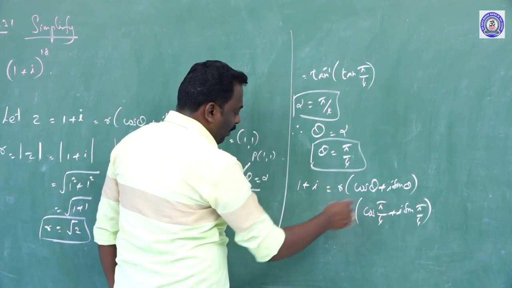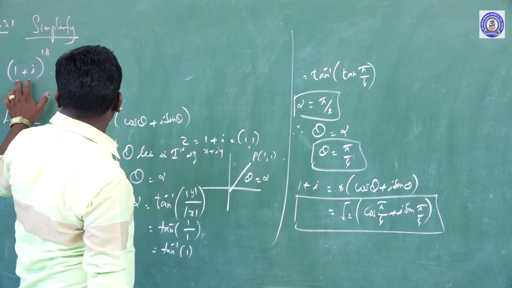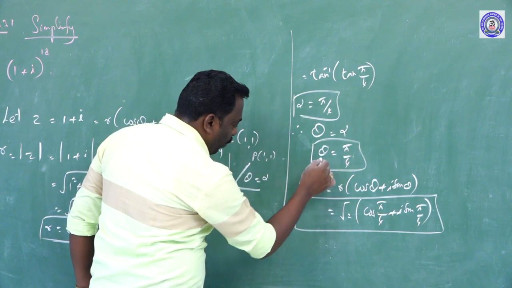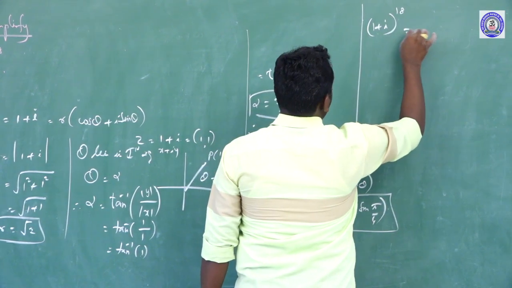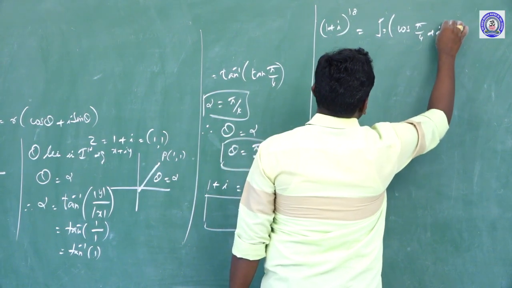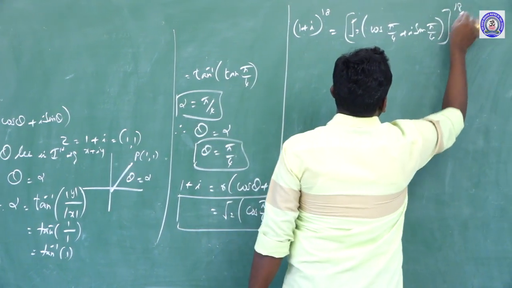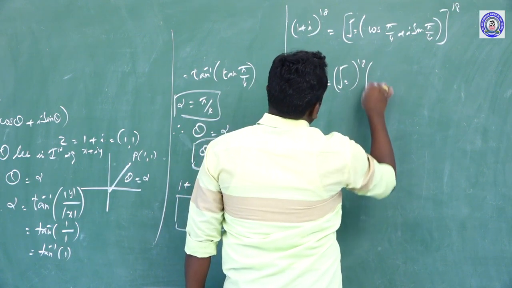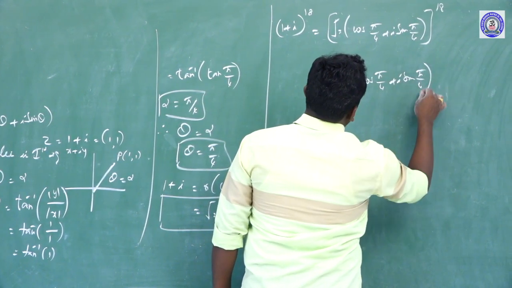Therefore, first convert the complex number into polar form. Now what we want to do is find (1 plus i) whole power 18. So we want to raise the power. (1 plus i) whole power 18 equals (root 2 into (cos pi by 4 plus i sin pi by 4)) whole power 18. Just bring the power inside the bracket: (root 2) whole power 18 into (cos pi by 4 plus i sin pi by 4) whole power 18.